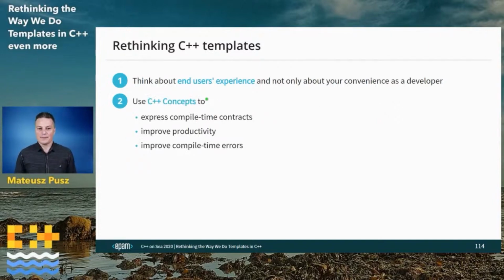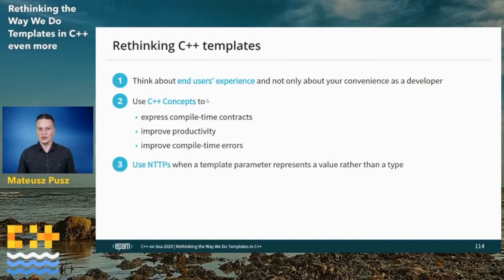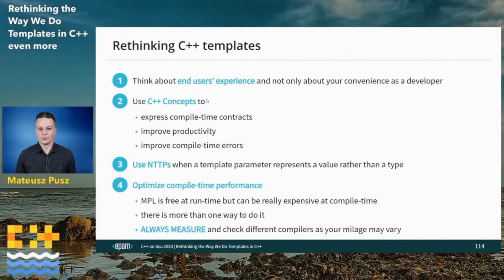Use C++ concepts to express your compile time contracts. Improve the productivity by improving the error logs provided by your compiler. Use non-type parameters every time your template parameter is value-like. If it has value semantics, if it behaves like a value, probably it should be an NTTP. And optimize compile time performance.